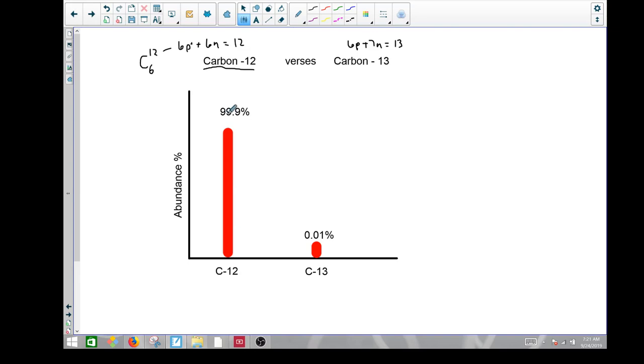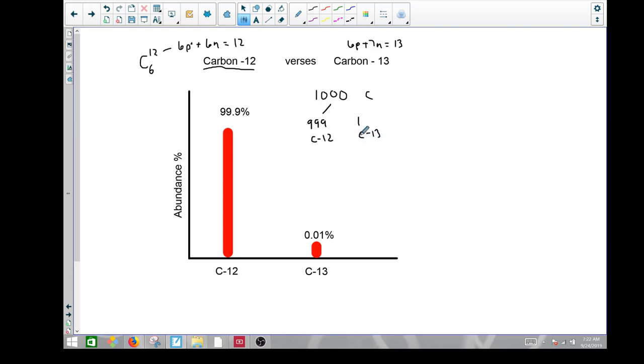All right, so on Earth, there is a natural abundance of carbon-12 at 99.9%. So if you grabbed, in this case, 1,000 carbon atoms, how many of them would be carbon-12? How many would be carbon-13? And the answer is there would be 999 carbon-12s, and there would be 1 carbon-13.